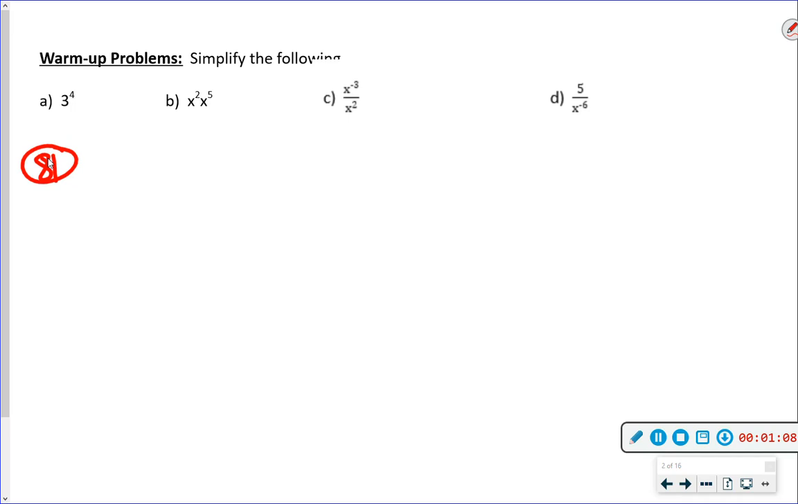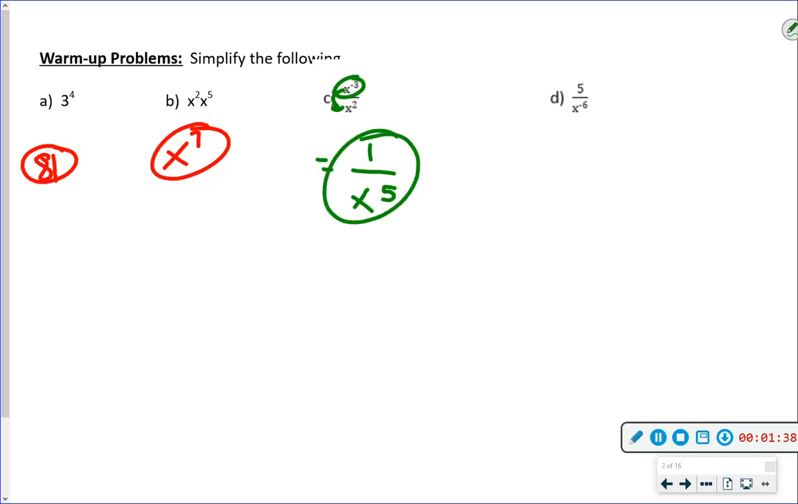X squared times x to the 5th. X to the 7th. You add them. Now, there's a good review of, if you remember that first chapter we did, that 12-section monster first chapter was these exponent properties. All right, you cannot have a negative exponent, so you would put this down in the denominator. So your best final answer is 1 over x to the 5th, 3 and 2, 5.